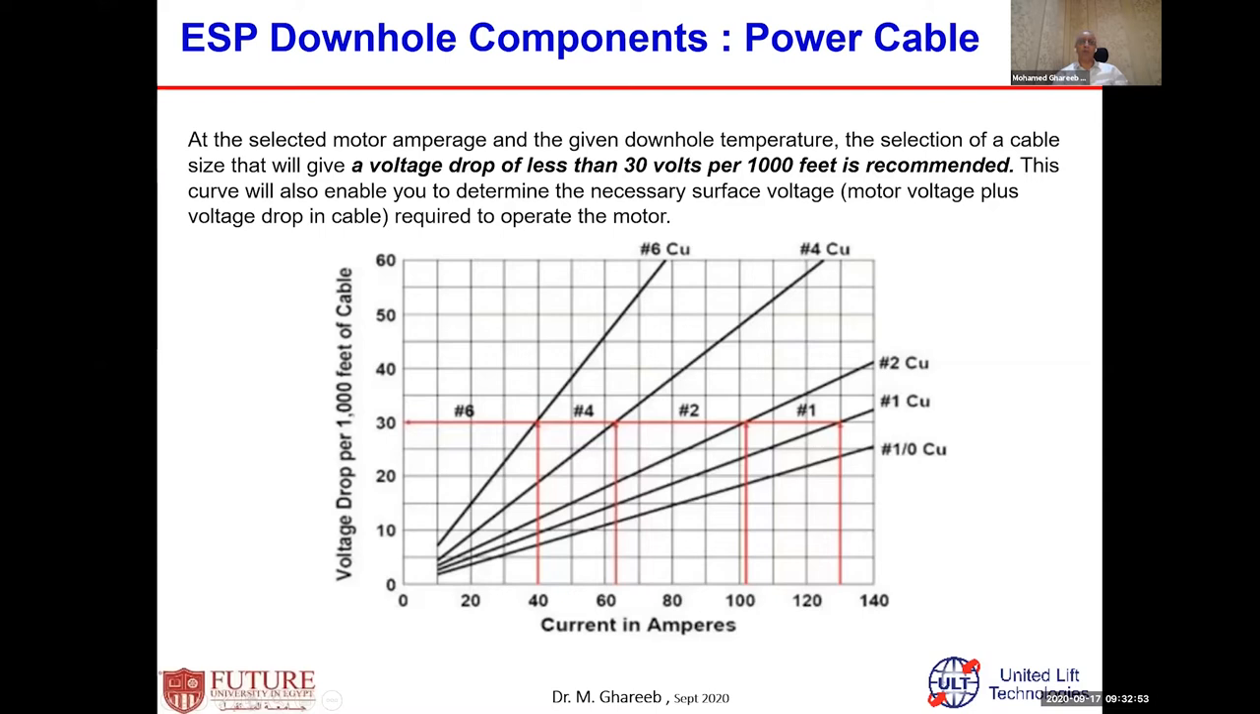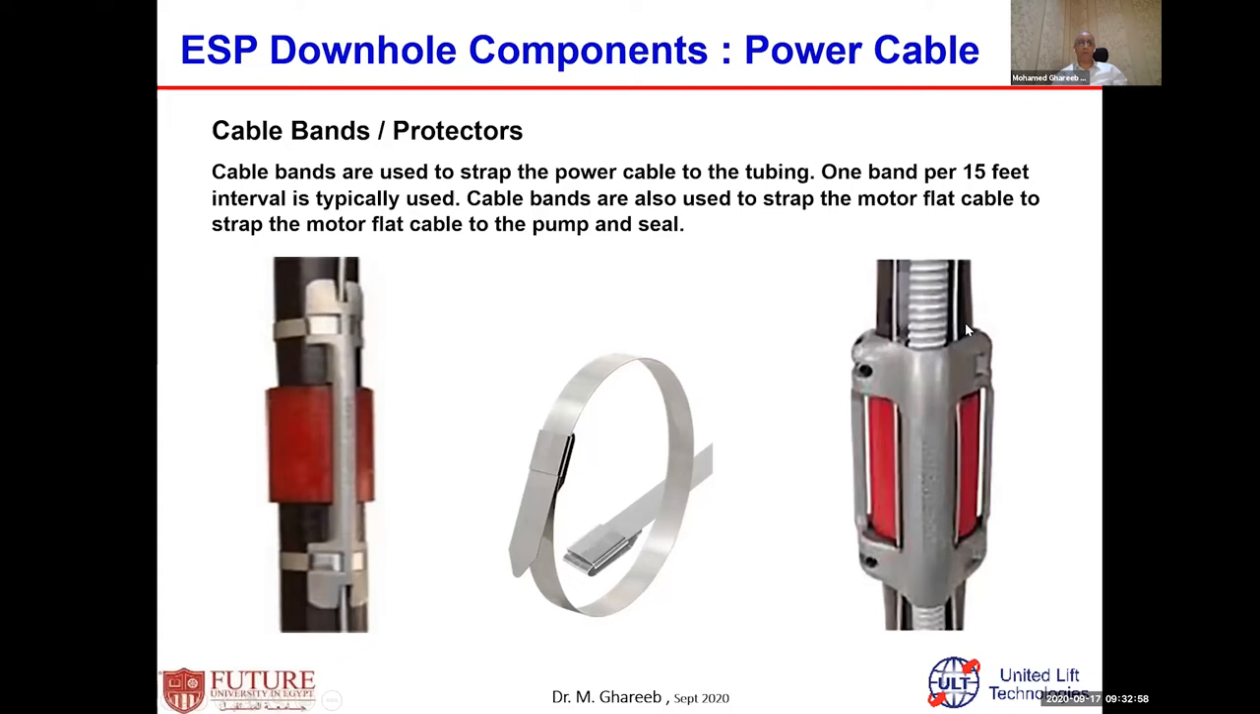The cable is running just outside the tubing in order to reach from surface to the downhole. But I cannot let the cable run without control, without fixing the cable to the tubing, because this will not be easy in the operation, pulling and running and so on. There is some protection for that, what we call cable bands or protectors. Cable bands like this, I need to band the cables to the tubing. I need to fix the cable to the tubing.